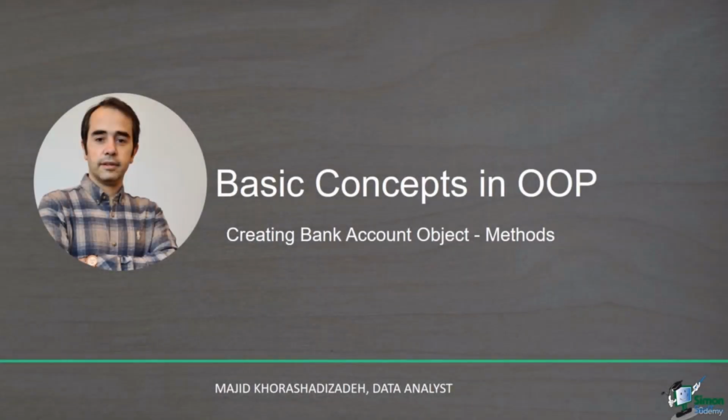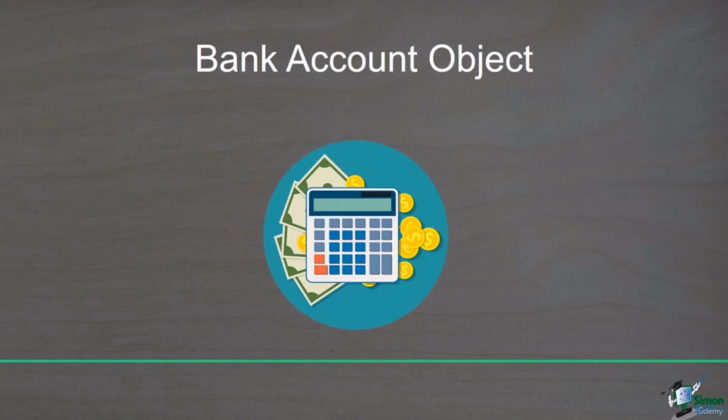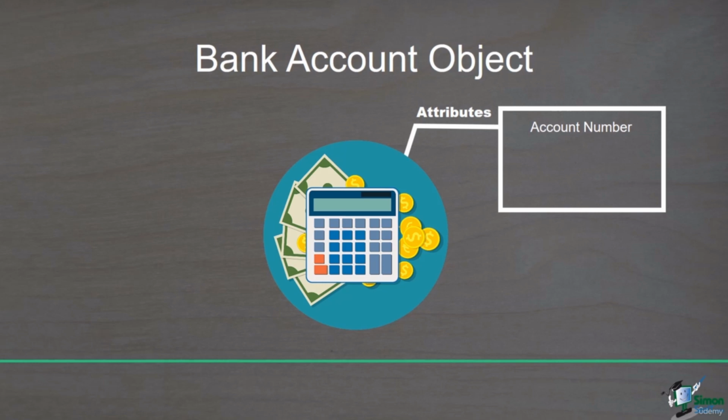As we discussed earlier, objects are defined by their attributes and methods. In the first video of chapter 1, you learned how to create your own class and add some attributes to the class. Consider the bank account object we created in the last video. We saw that the bank account has 3 attributes: account number, holder's name, and balance.